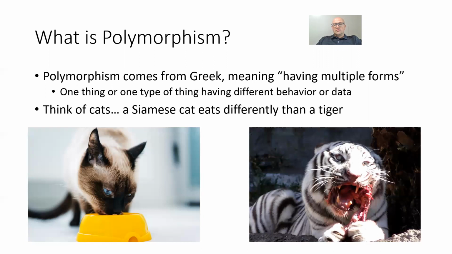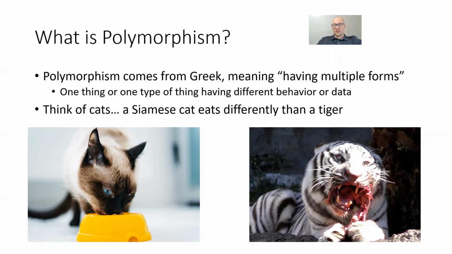Polymorphism comes from a Greek word meaning having multiple forms. So something that appears to be the same type, but it has a couple different forms. And I think these lovely pictures here really illustrate polymorphism.